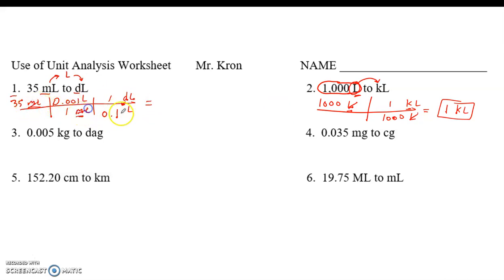Now this divided by that cancels out. So I'm left with deciliters for units, which is good. Everything else cancels out. Now how I would type this in is I would go 35 times 0.001 divided by 0.1. I am going to have to punch that into a calculator here just to make sure I don't make a mistake. So 35 times 0.001 divided by 0.1, and I get 0.35 deciliters.